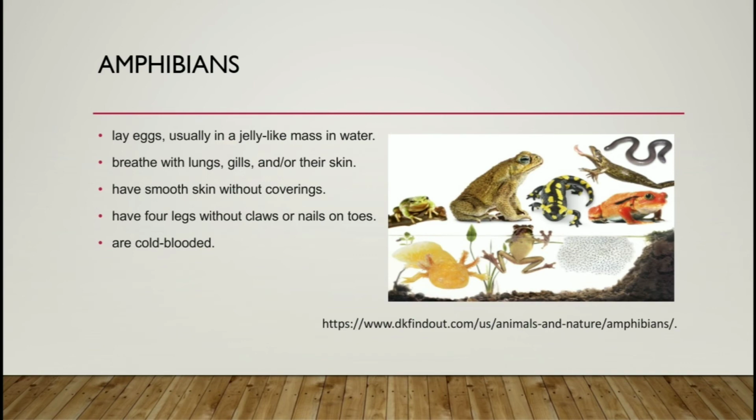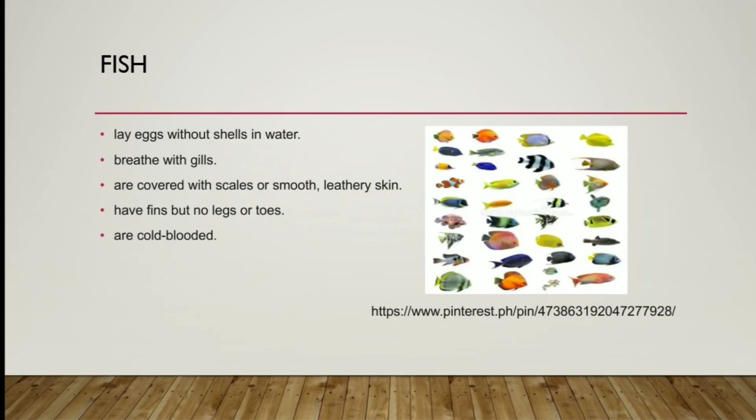And then, the eggs of amphibians are covered with gel, and the eggs of reptiles are covered with a hard protective covering. Amphibians can breathe underwater with gills and on land with lungs, unlike reptiles that only breathe on land with lungs. And then the last one under the vertebrate animals are fish.